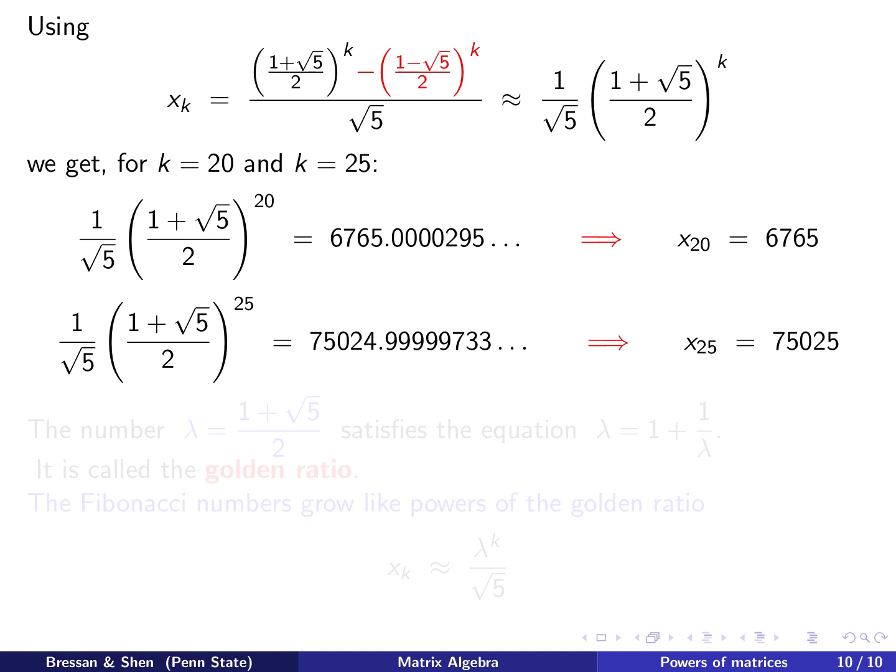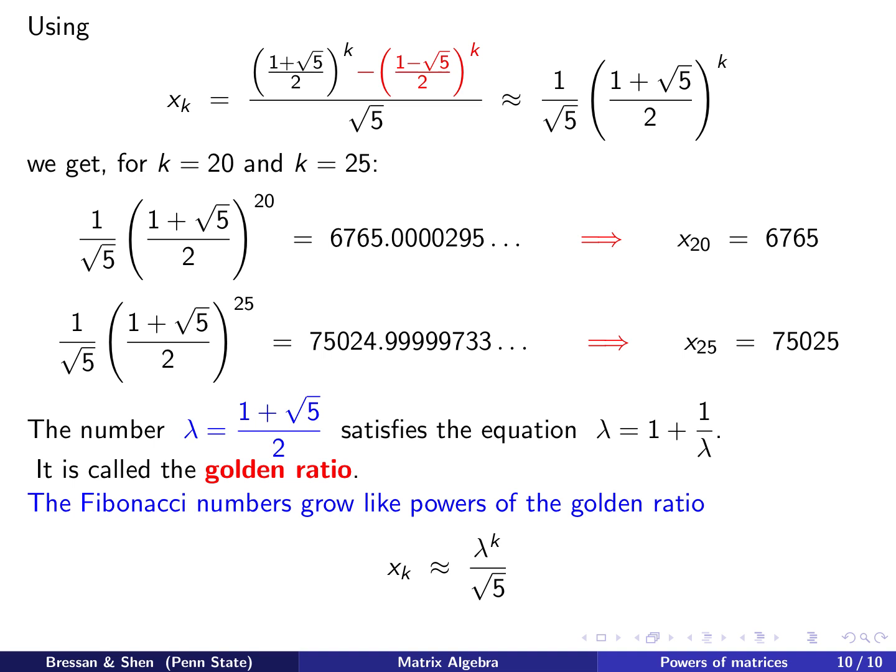And now let's set k to be 25, and you calculate this number out. That's what you will get: 75,024.9999. And then you can conclude that x25 will be the integer closest to this real number, which means you need to round this up, and that will be the number. So it's 75025.